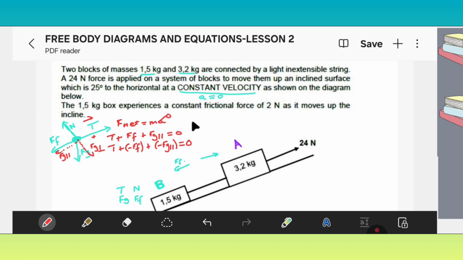So don't forget how to find Fg parallel. We said Fg parallel is equal to Fg sine of theta, and Fg is equivalent to mass times gravitational acceleration, with g being constant at 9.8 meters per square second. So always remember that. So this is our equation for the block B.